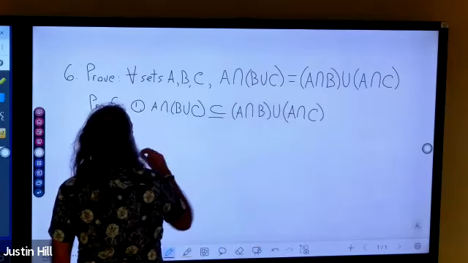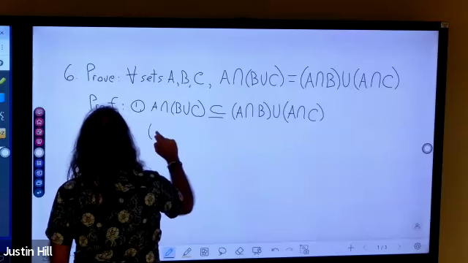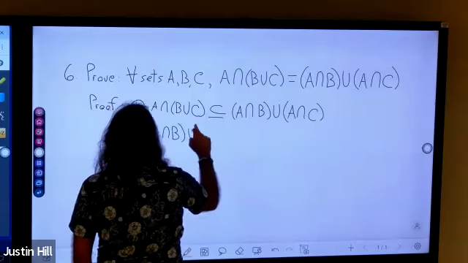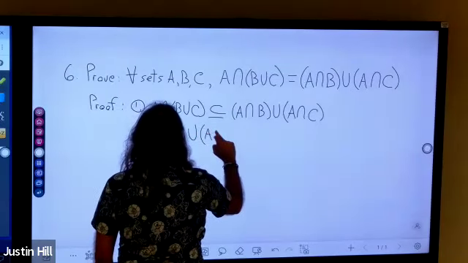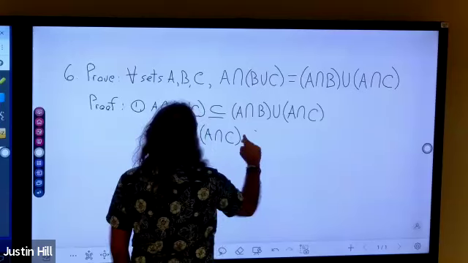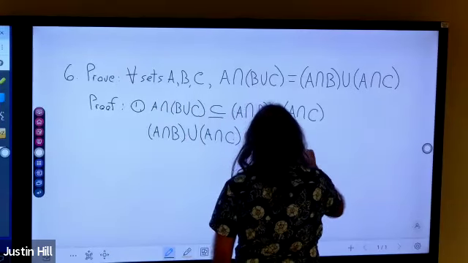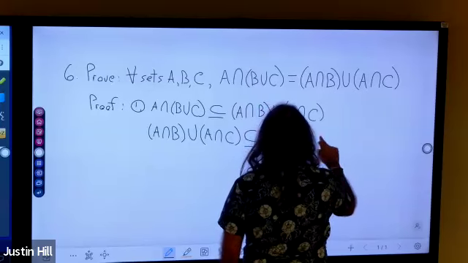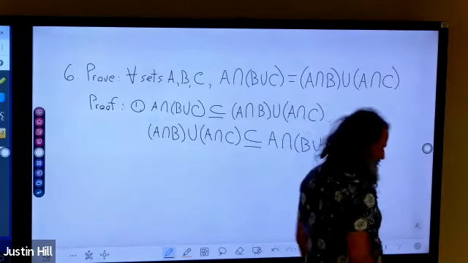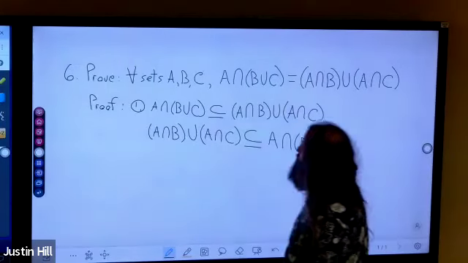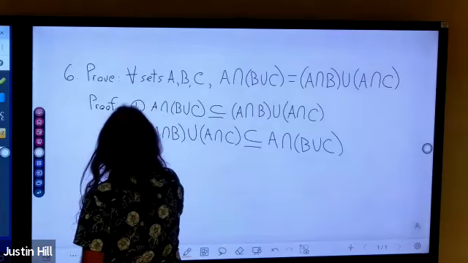And then vice versa, we're going to have to show that the right side, A intersect B union A intersect C, is a subset of A intersect B union C. The proof kind of has two parts here.